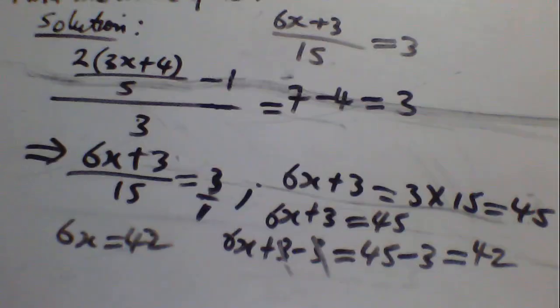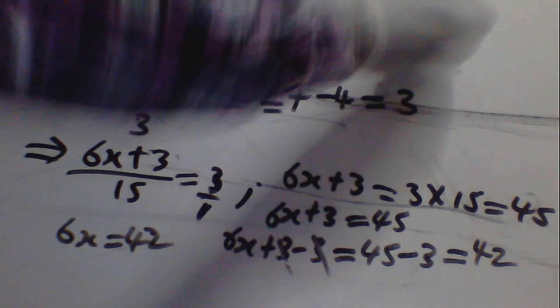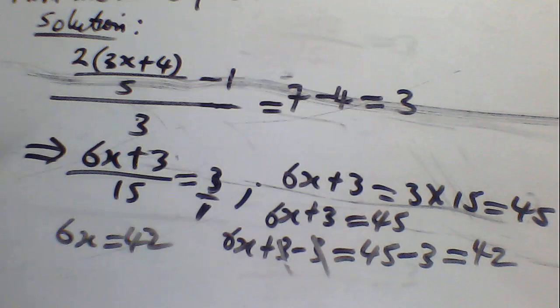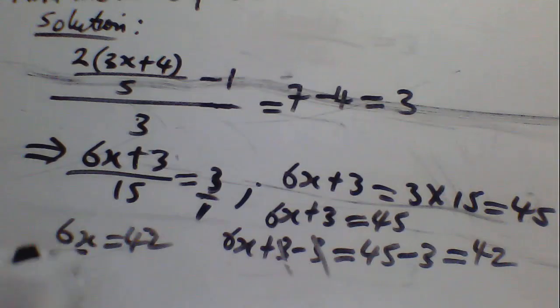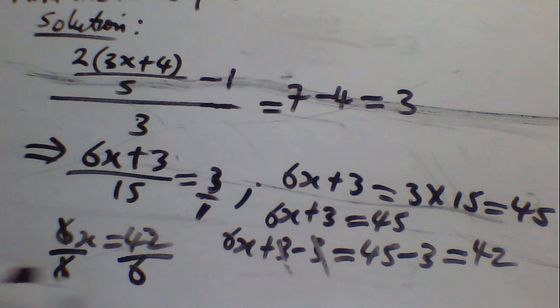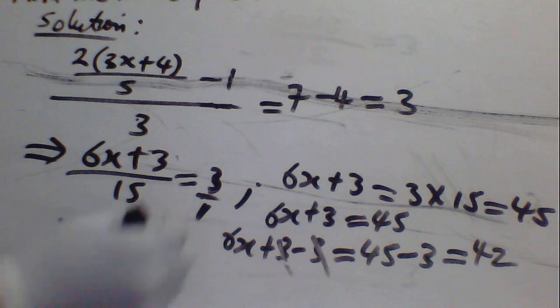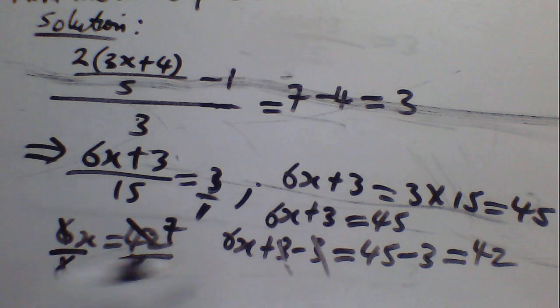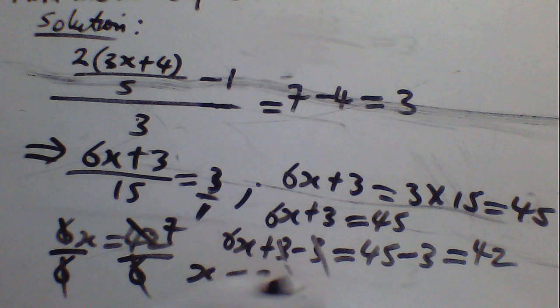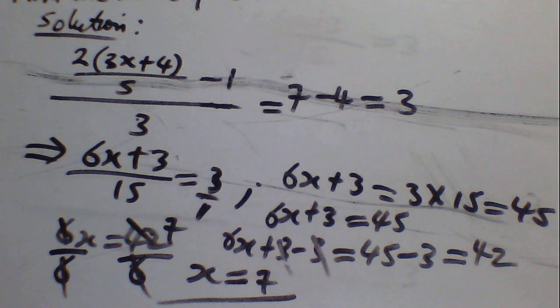So what is the next thing to do? 6x is equal to 42. Divide both sides of the equation by 6 to make x the subject. So 42 divided by 6 will give us 7. In that case, x is equal to 7. And that is the answer.